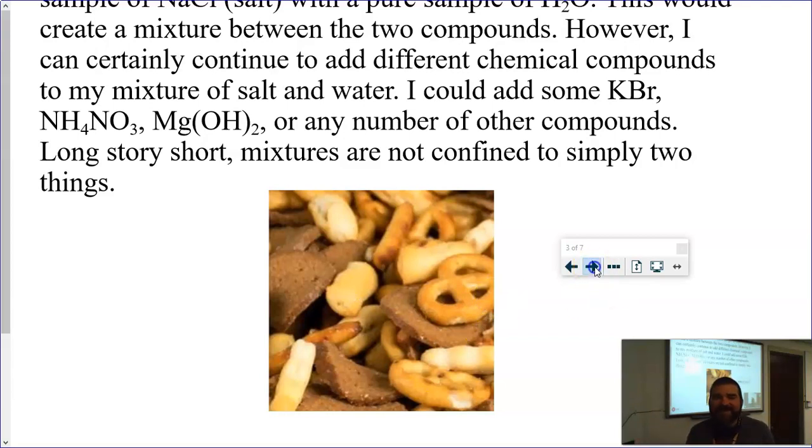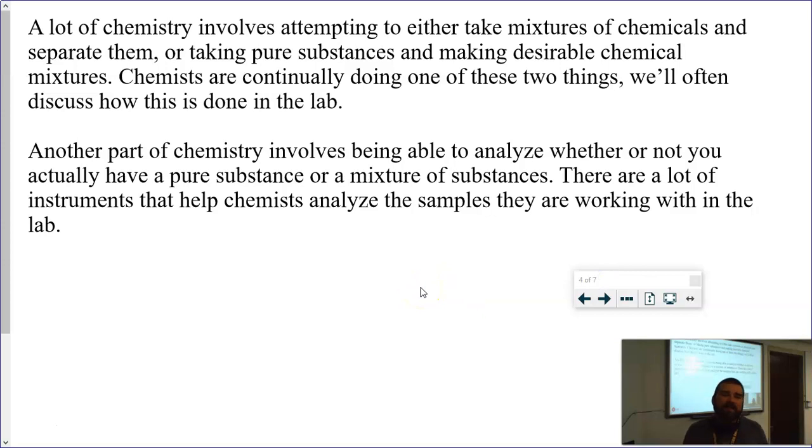A ton of chemistry, as a matter of fact, involves either taking mixtures of chemicals and separating them, or taking pure substances and making mixtures. It's a huge part of chemistry. And we will go through a lab on Friday. I will have some sort of lab set up and recorded for you to watch me as I work through some chemical stuff. And a lot of chemistry is one of these two things.